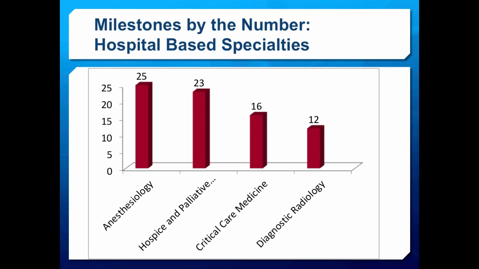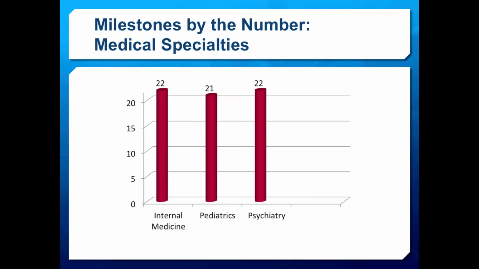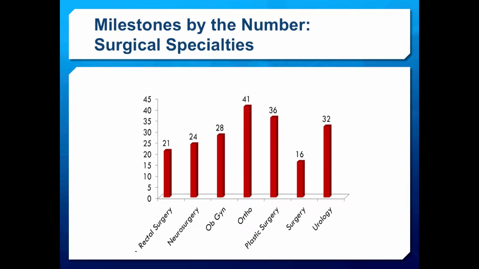This workplace feedback could prove challenging for milestones for many reasons. One such reason is the sheer number of milestones or sub-competencies on which feedback is necessary. Looking at the numbers of milestone sets by specialty type, one sees the hospital-based specialties with 12 to 25 milestone sets, the medical specialties with a little over 20 milestone sets each, and the surgical-based specialties with numbers of milestone sets ranging from as few as 16 to as many as 41.